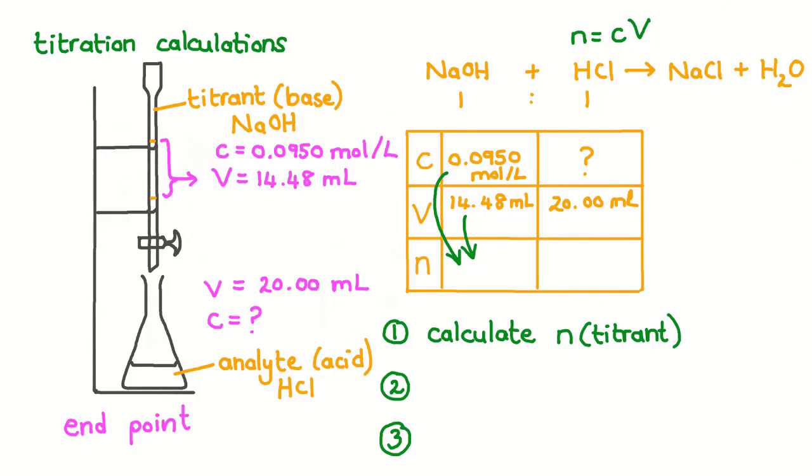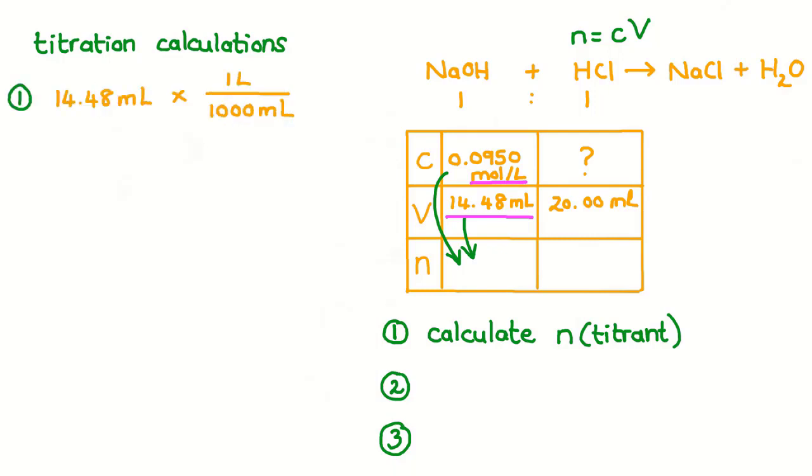Note, however, that first we must convert the average titer from a value in milliliters to a value in liters. This is because its concentration is given in moles per liter. Let's clear some space to do this. We can convert from milliliters to liters by multiplying by this conversion factor. The milliliter units cancel out and we are left with liters as the unit. And we get 0.01448 liters. Let's put that in our table.